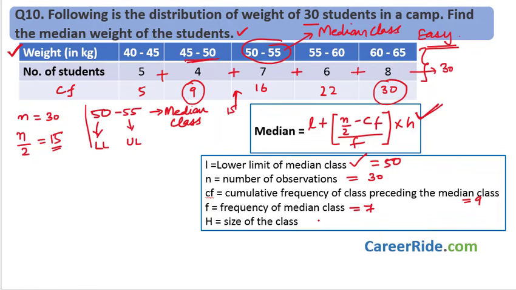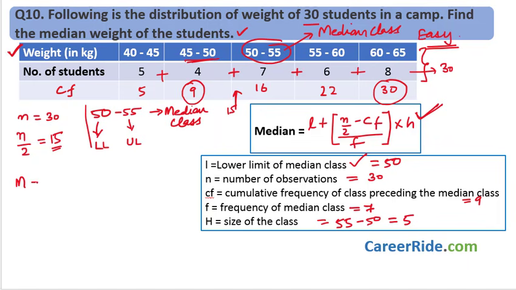And what is the size of the class? The size of the class here, the class interval, is 55 minus 50. This is equal to 5, right? So now can we place these values in the formula? Yes, we can do that. Let us try to do that.